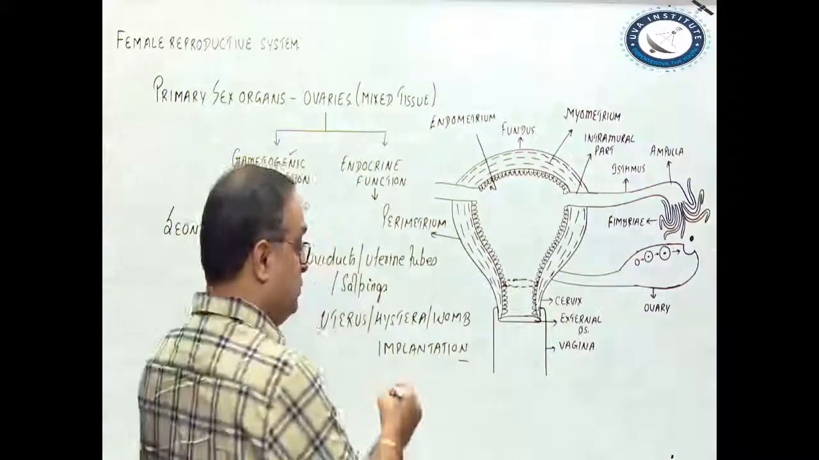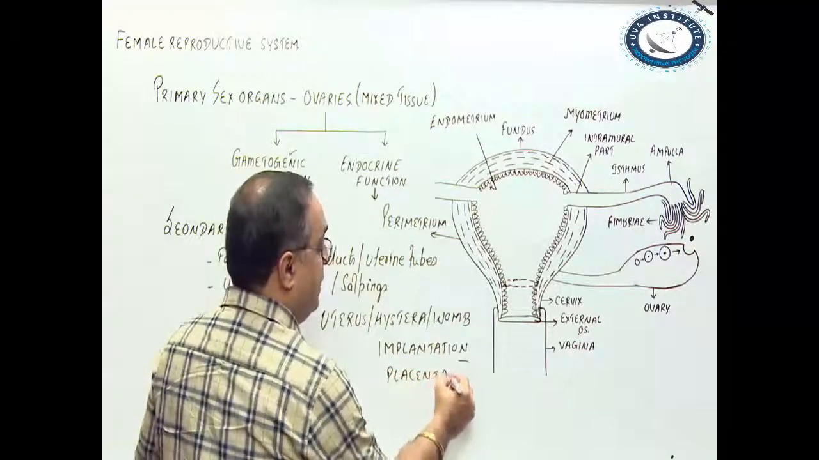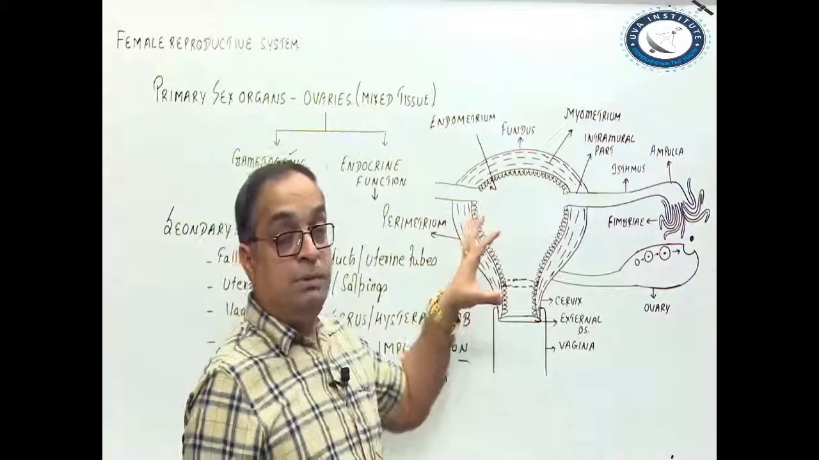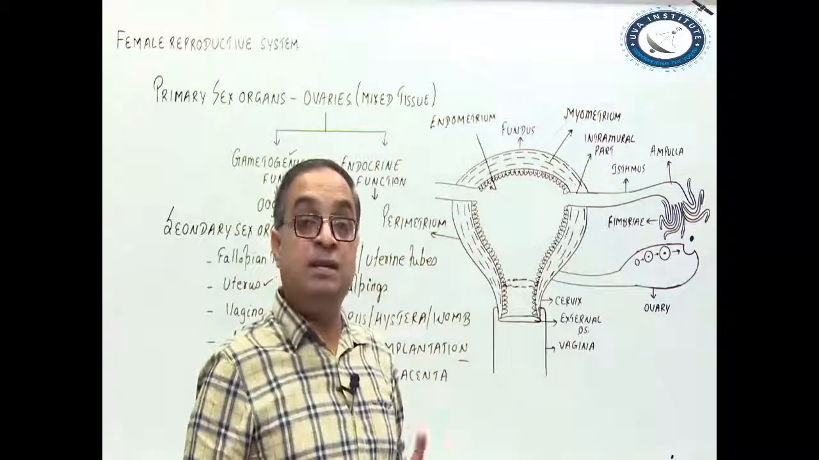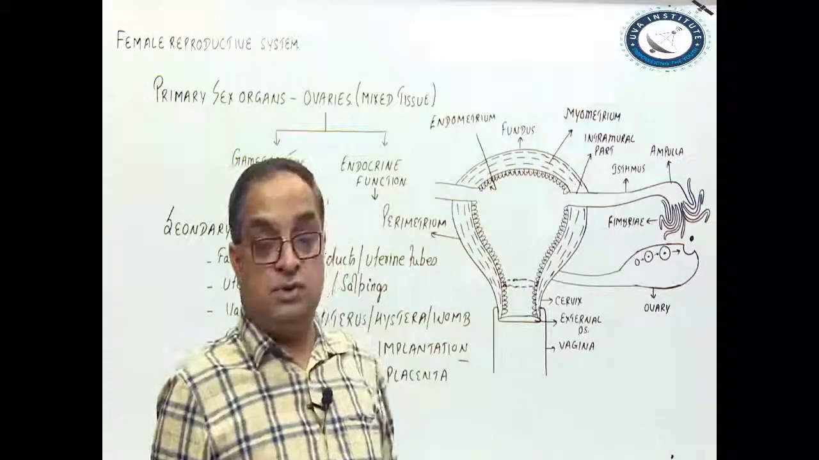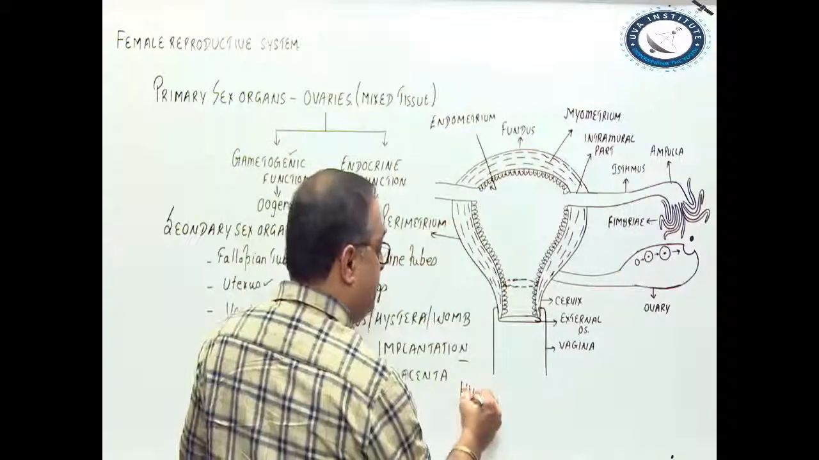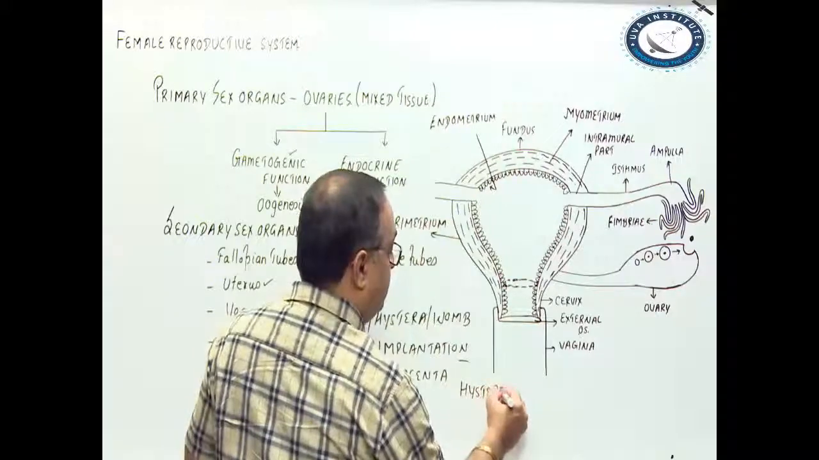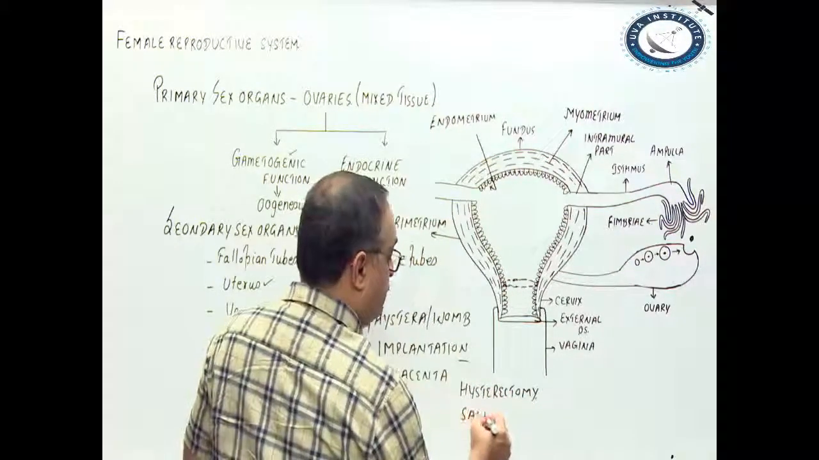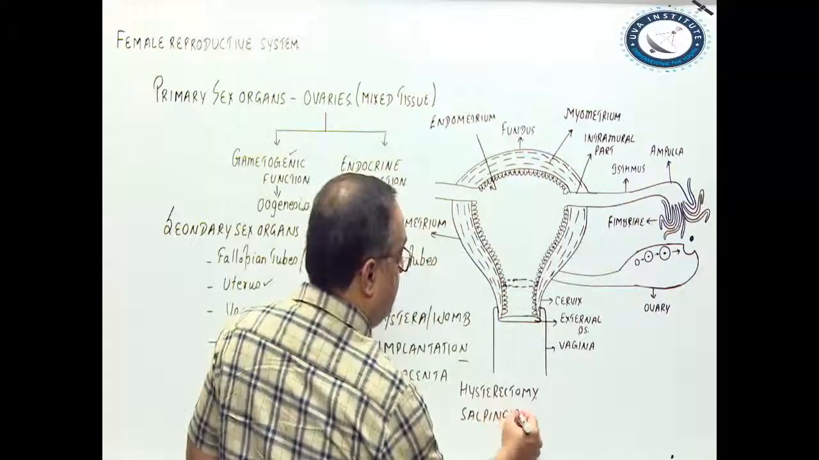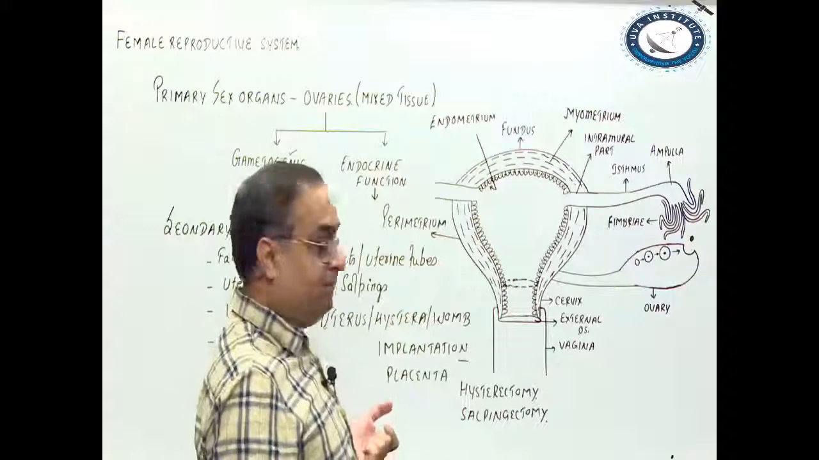Number 2, the uterus is the site for the formation of placenta. Number 3, the embryo, the baby, finally develops in the uterus. So, it is the site for fetal development. These are the functions of the uterus. The surgical removal of the uterus is called hysterectomy. Hysterectomy is the surgical removal of the uterus, and salpingectomy is the surgical removal of fallopian tubes.